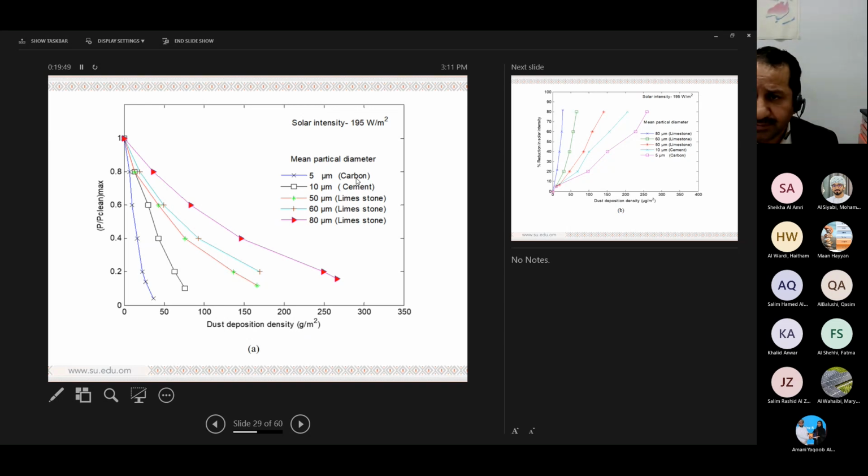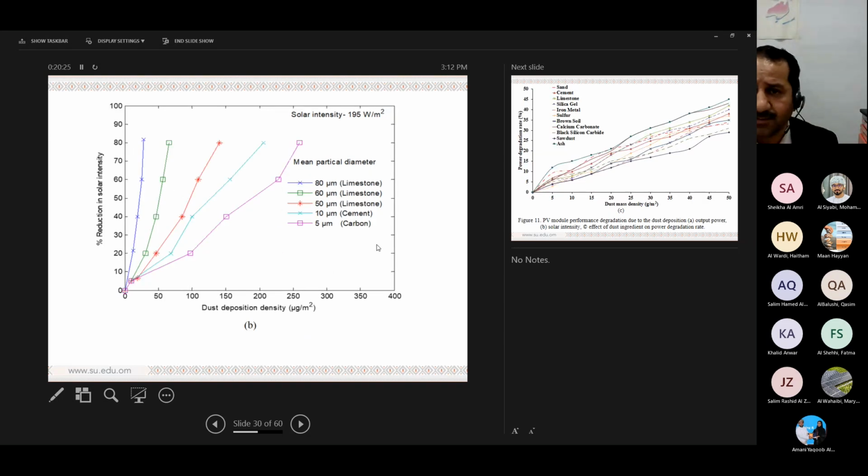But you can see here, looking at the curves, increasing the dust itself, the reduction will be more. And even here, with limestone, we talk 50, 60, 80. We can see with 80 there is higher reduction. So the trend is reduction. And by the way, as I will mention later, the type of dust itself also has an effect. It means 5 gram of carbon is different from 5 gram of cement.